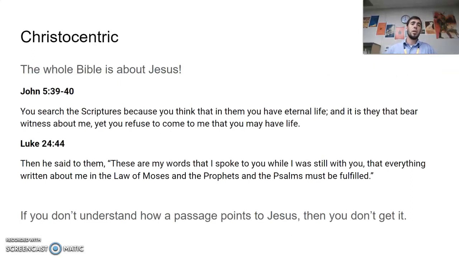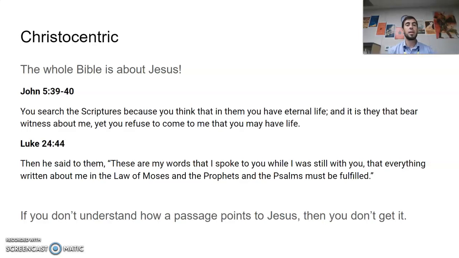All right, finally, the Bible is Christo-centric. That's just a fancy way of saying the whole Bible is about Jesus. It's centered around the person of Jesus Christ, God's Son in human flesh and our Savior. John 5:39-40, "You search the scriptures because you think that in them you have eternal life, and it is they that bear witness about me," Jesus says. "Yet you refuse to come to me, that you may have life." Jesus says the scriptures bear witness about him.